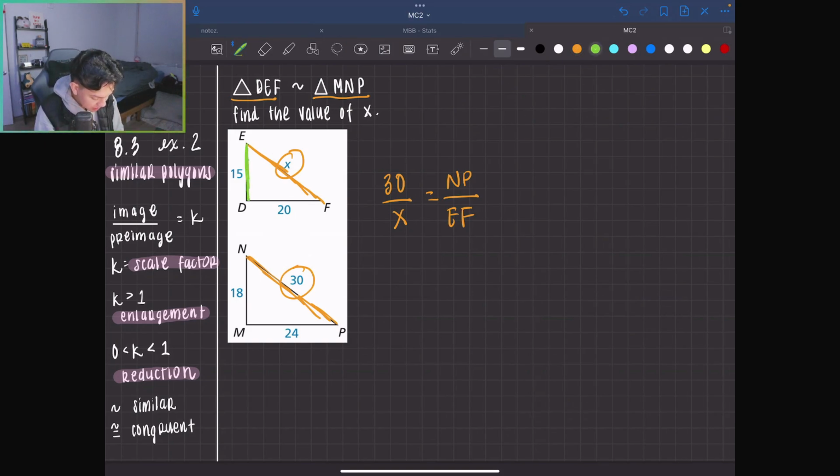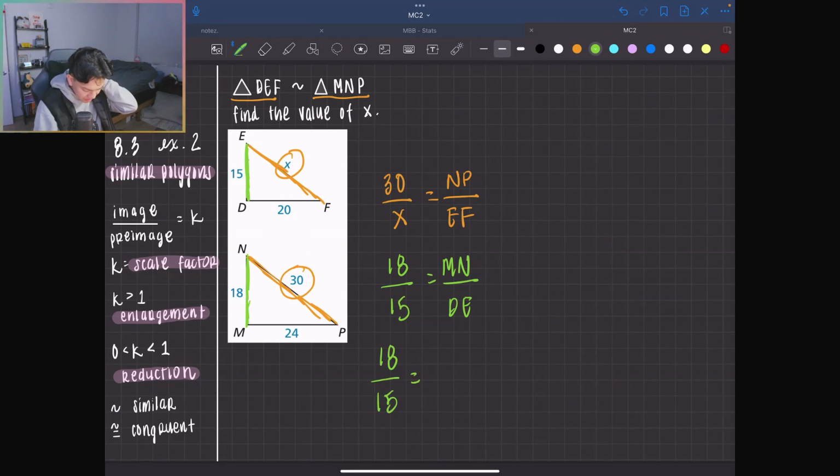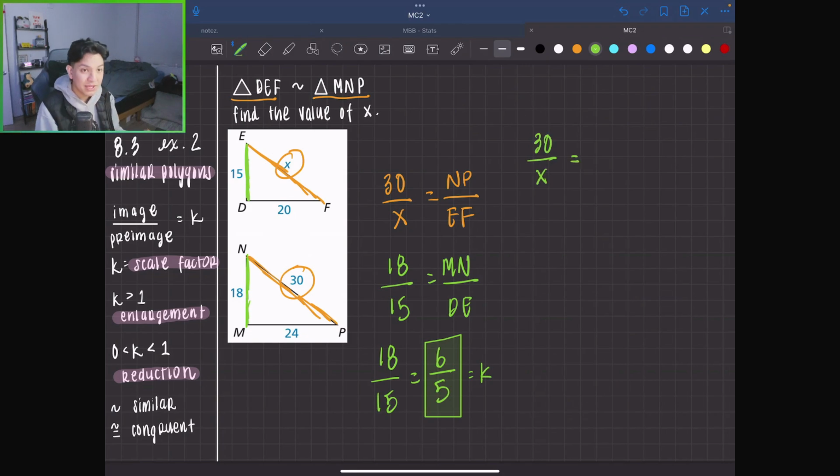I'm going to compare it to DE and MN. So let's see, MN over DE is going to be 18 over 15. So let's take a deeper look into this ratio over here. 18 over 15 is equivalent to 6 over 5. So we're going to assume right now that our scale factor k is 6 over 5. So if this is true, then 30 over x has to be the same scale factor as 6 over 5.